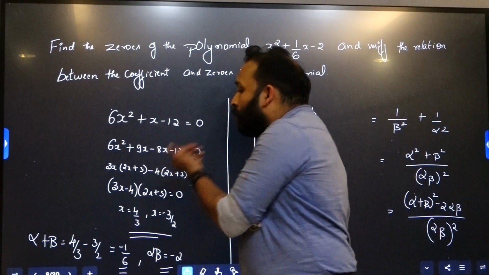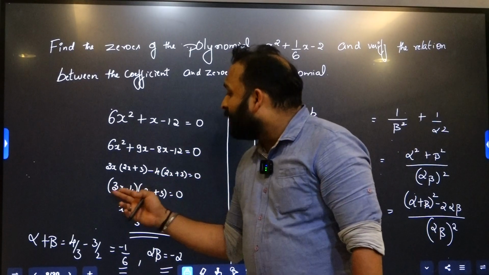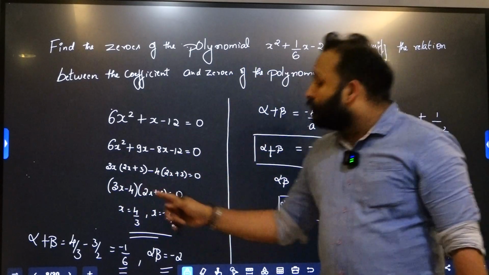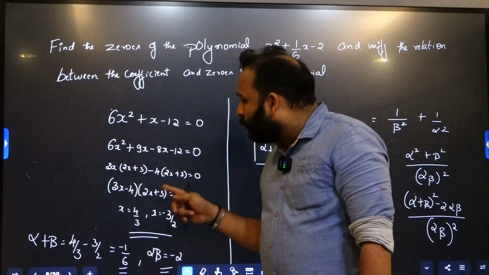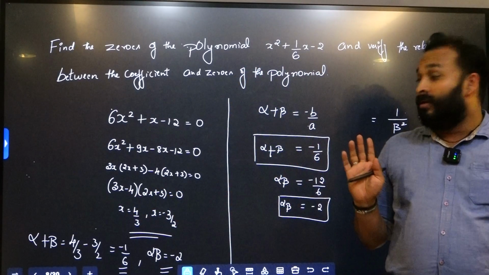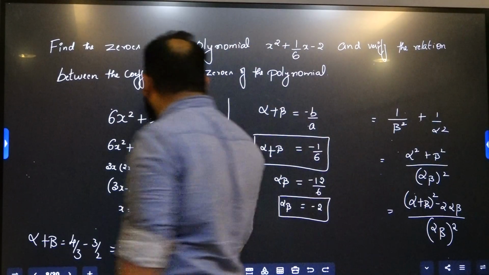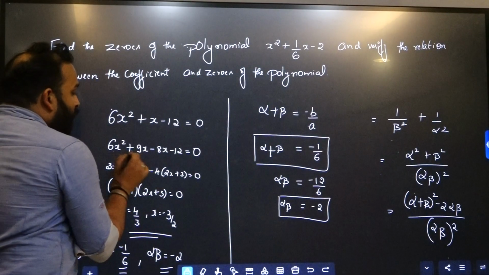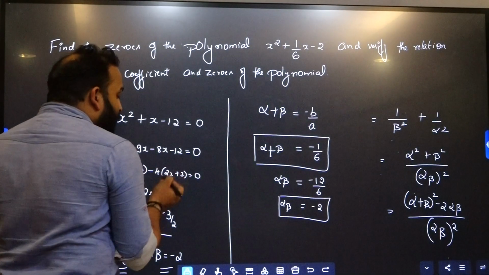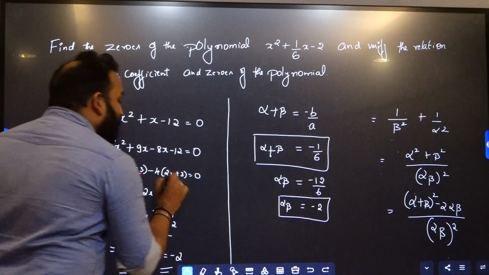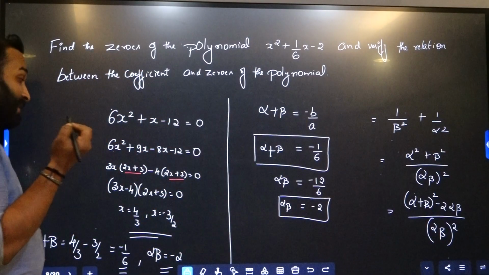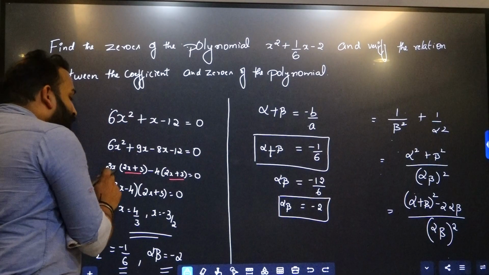You can take 2x plus 3 common. So 2x plus 3 into 3x minus 4. So 3x minus 4 into 2x plus 3 equal to 0 is what you get here. Understood what we did here? After splitting the middle term, from these two we have taken 3x common. From these two we took minus 4 common. So we got 2x plus 3, 2x plus 3 here. Yes, 2x plus 3 can be taken common, remaining is 3x minus 4.